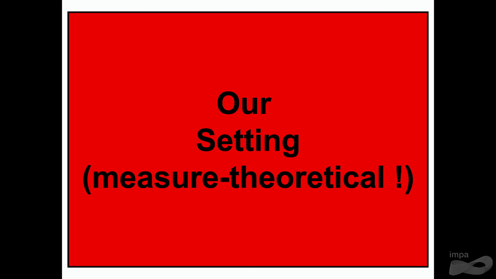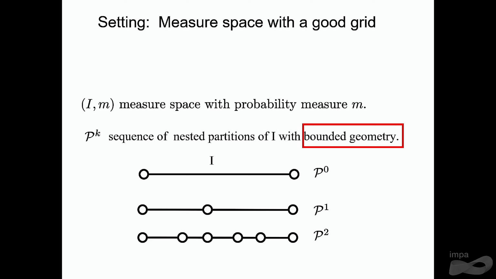So, what is the setting where you can define this space of functions? You can define this in a measure space with a good grid. What's a good grid? It's just a sequence of finite partitions, finer and finer partitions. For instance, you can pick the interval 0, 1, divide it in 2 intervals, and then 4 intervals of equal size, and so on and so forth. So this is a good grid, okay?